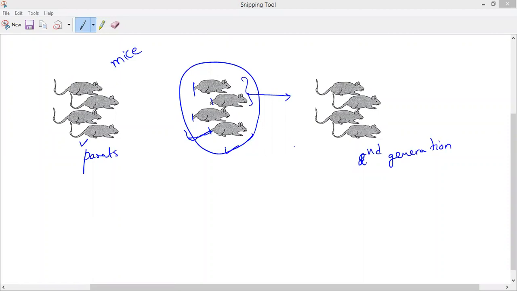Because if you cut the tail by surgical operation, it is not changing the genes. It is not affecting the sexual reproductive cells or gametes. The tail is a non-reproductive cell, so it is not the one that decides the characteristics of offspring. Even though the parents lose the external part, the babies will all be born with the tail. That is what you have to remember.